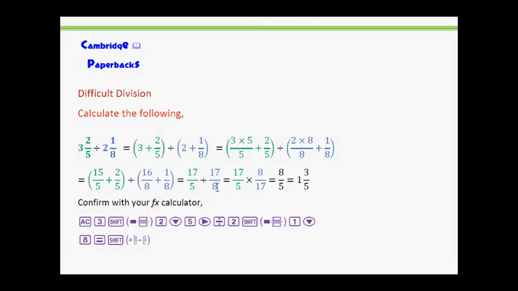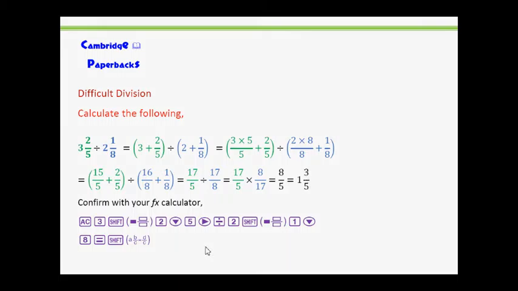When it comes to division, what we need to do is to invert the second fraction. So the 8 goes on top and the 17 goes underneath. So the calculation then becomes 17/5 multiplied by 8/17. Now the 17ths will cancel out to give us 8/5, which is equivalent to 1 3/5, because 5 will divide into 8 once with a remainder of 3/5.